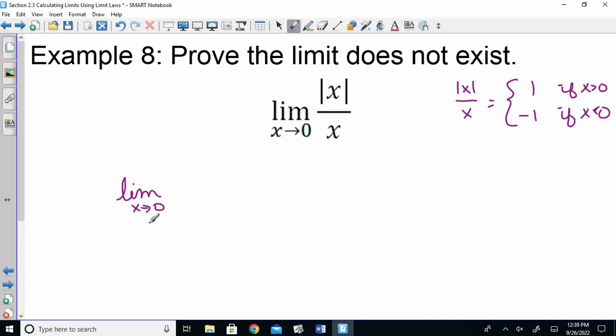Okay, so if I'm trying to figure out this limit, let's do it from the left and the right. So if I did it from the right, which piece am I using if I approach from the right? The top. So that's saying the limit as x approaches 0 from the right of 1. And we know from Friday, limit of a constant is the constant, so that's equal to 1.